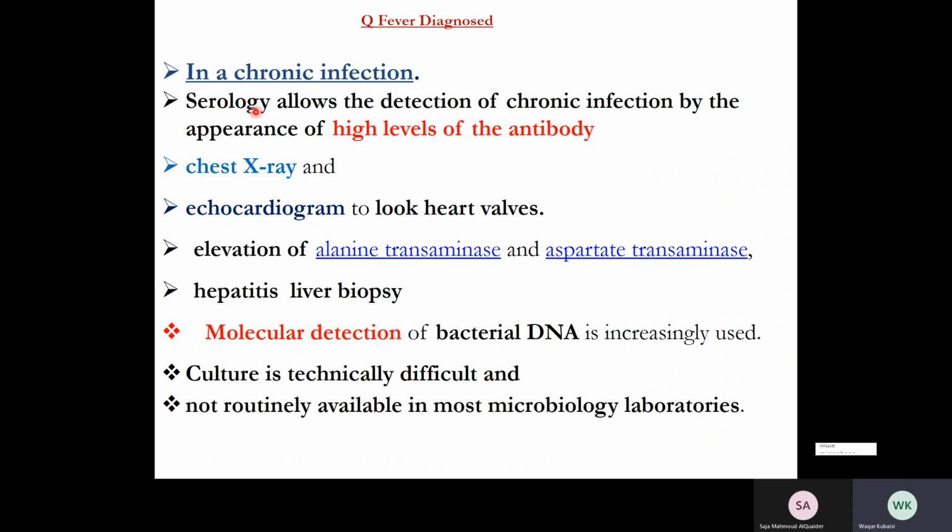In a chronic infection, serology allows detection of chronic infection by a high level of antibody. Other diagnostics are chest X-ray, and then transaminase or liver function, but even so there are so many causes of elevation of transaminase and aspartate transaminase. Hepatitis, liver biopsy of course if there is a liver enlargement and so on, and molecular detection. Culture is difficult to do, but we depend on the molecular.